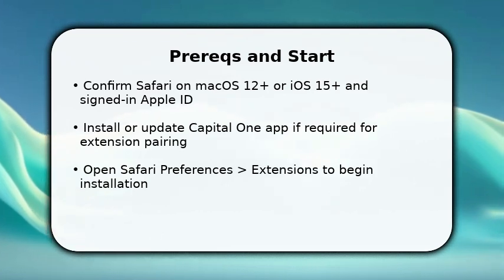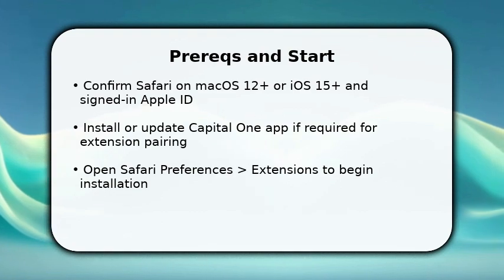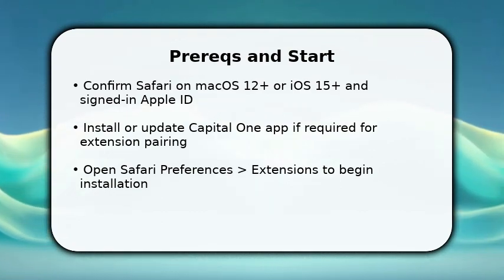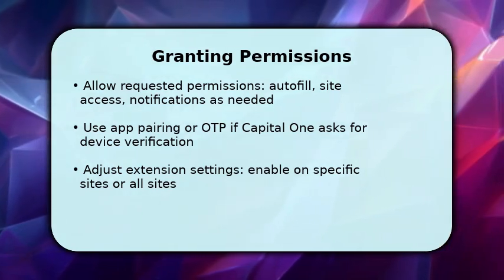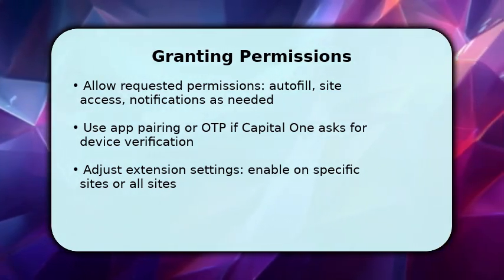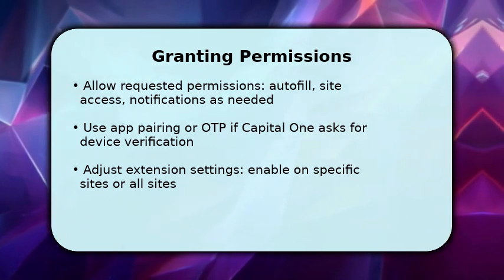Once the extension begins, you'll see permission prompts asking for site access, autofill, and possibly notifications. You should grant only what you need. For example, enable on specific Capital One domains rather than all sites if you prefer tighter control.